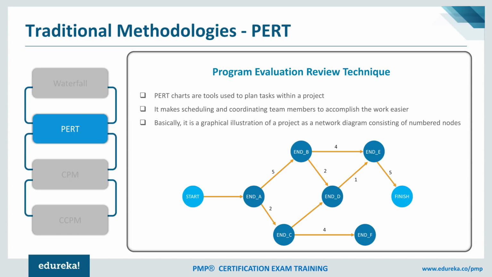So the formula that was used was: the optimistic estimation for the project or the activity, plus 4 times the most likely estimation, plus the pessimistic estimation. And this whole thing was divided by 6. That's how we used to get the number for the project or for the activity which you are estimating.